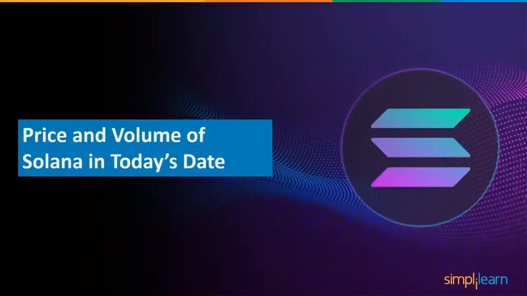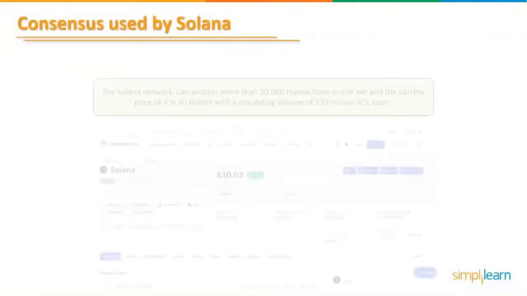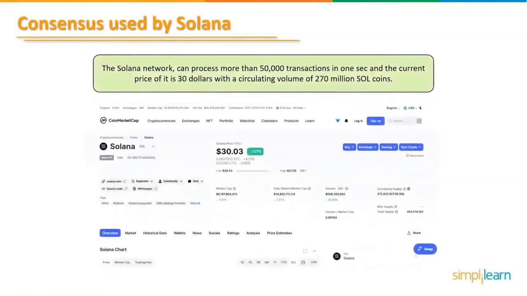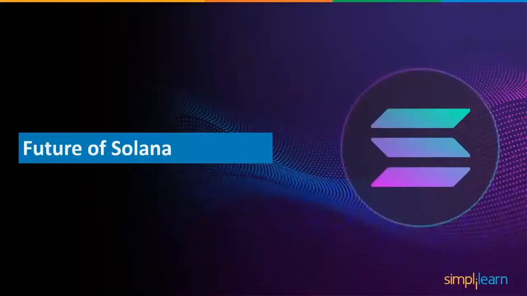Now that we know everything about Solana, let's have a look at the price and volume of Solana according to market capitalization. The Solana network can process more than 50,000 transactions in 1 second, and the current price of it is $30 with a circulating volume of 270 million SOL coins, which is quite impressive considering its time span in market capitalization as well as compared to other cryptocurrencies. Let's see what future Solana holds for itself.